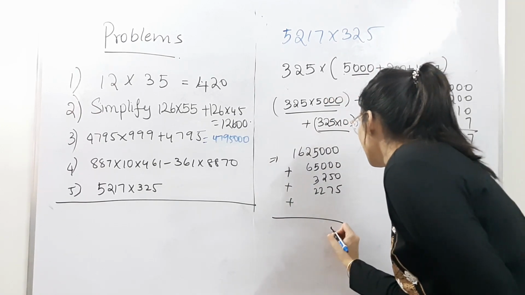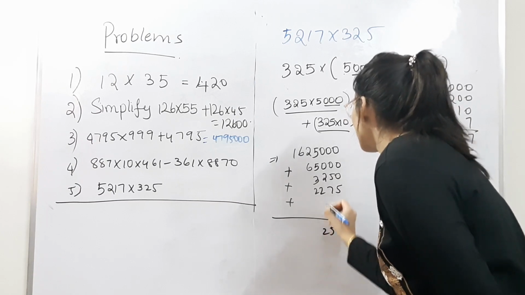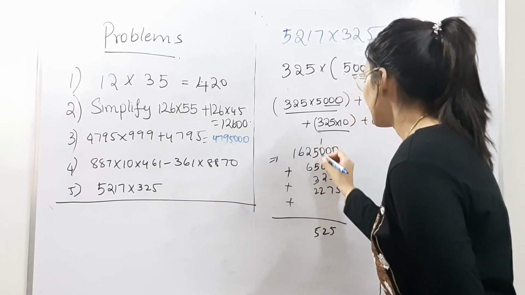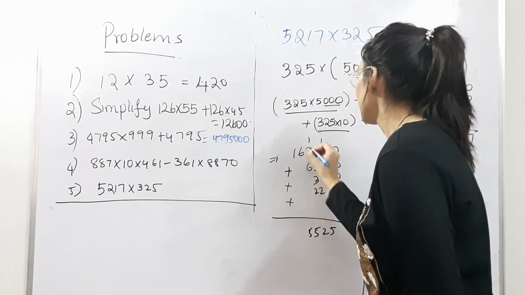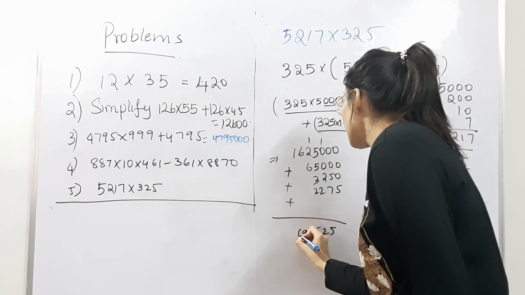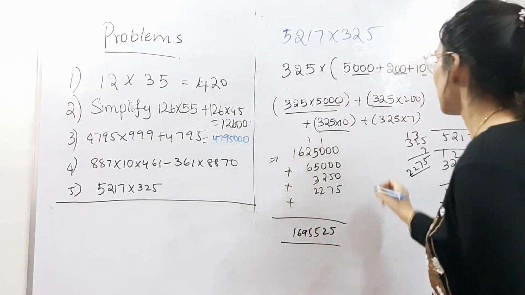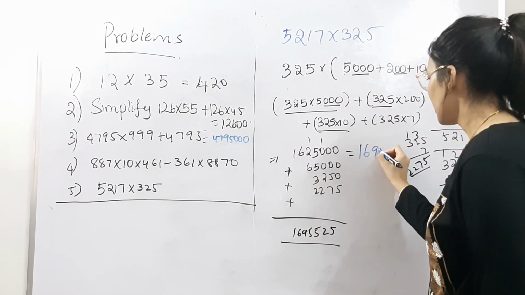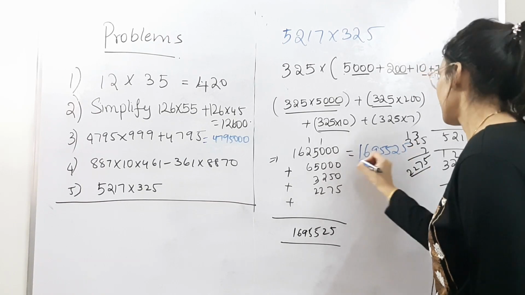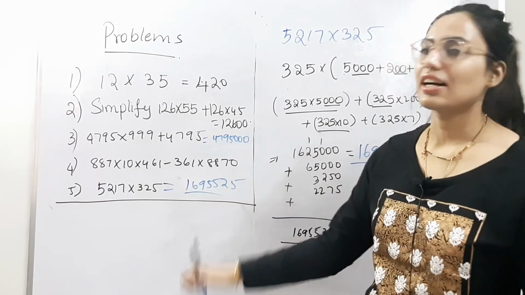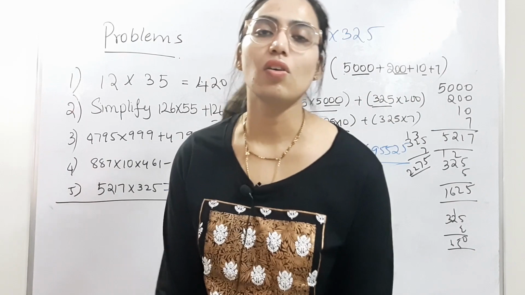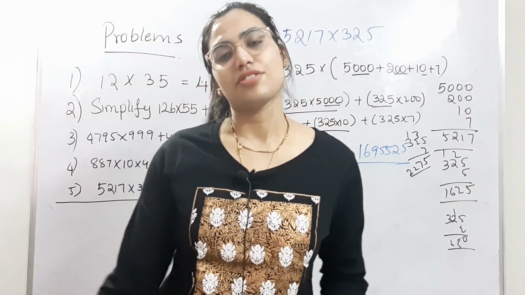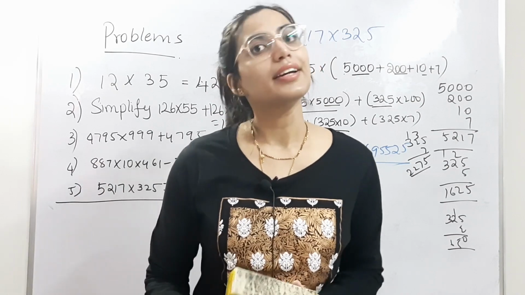So it's nothing but 5, 12, that is 4, 5, 10, 15, 8, 9, 6, 1. So the answer is 1695525. This is how you apply distributivity on various problems or various multiplications just to simplify your calculation.